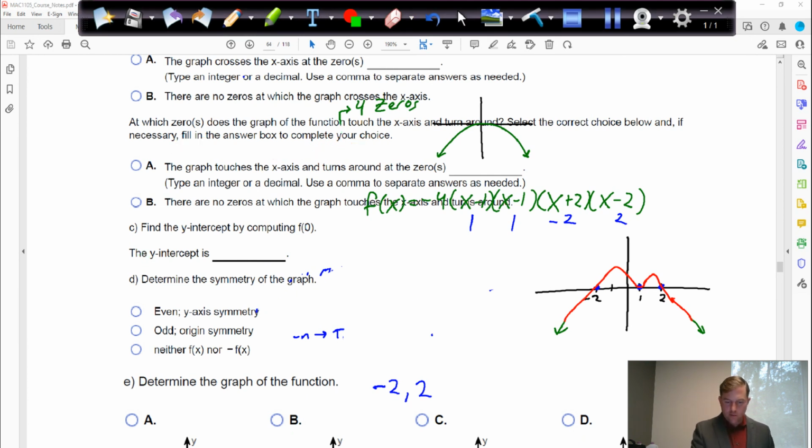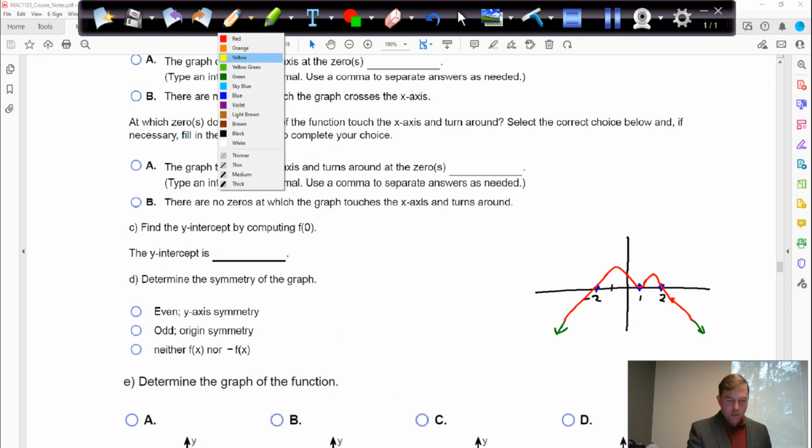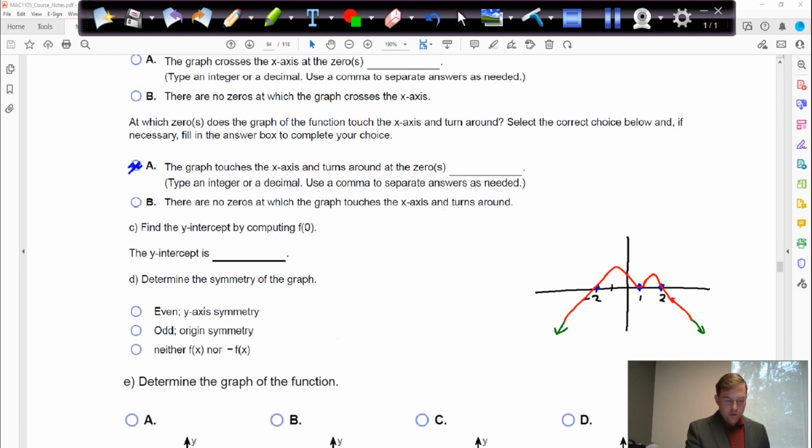We have those zeros. And it's going to say, okay, where does it touch and turn? It touches and turns at that x equal to 1. Okay, now it wants us to put a little more fidelity in, so it says, calculate the y-intercept.